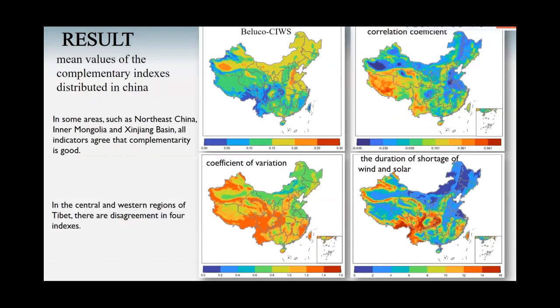This picture shows the mean values of complementary indexes distributed in China. In some areas, such as northeast China, Inner Mongolia, and Xinjiang Basin, all indicators agree that complementarity is good. But in the central and western regions of Tibet, there are disagreements in the four indexes. Correlation coefficient shows poor complementarity. However, the consistency of the new index, the coefficient of variation, and the shortage of wind and solar energy indicates good complementarity in this area.